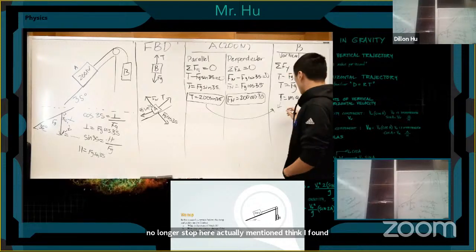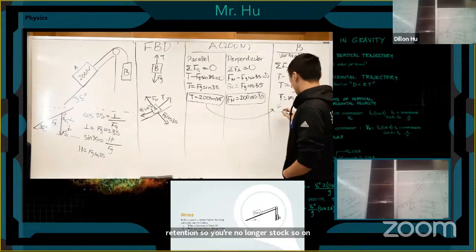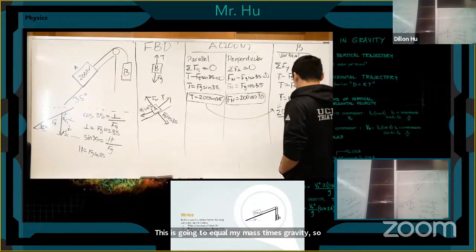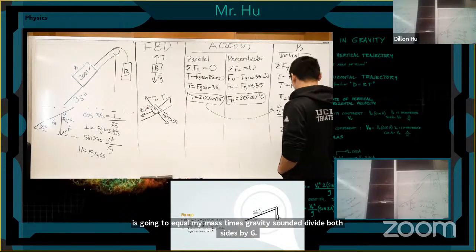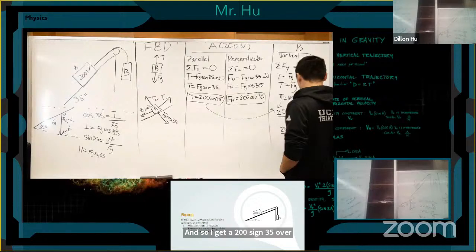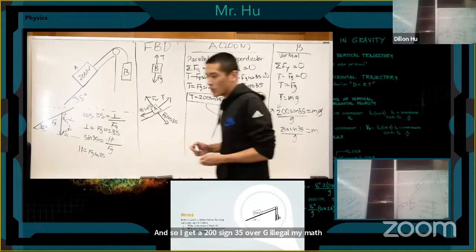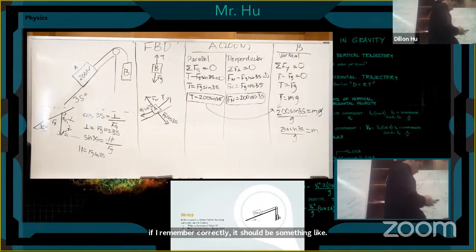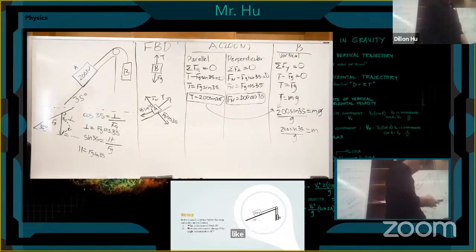So our expression for the tension, as we found earlier, was 200 sine 35. And this is going to equal my mass times gravity. So I'm going to divide both sides by g. And so I get 200 sine 35 over g is going to equal my mass. And if I remember correctly, it should be something like 11.7, I think.